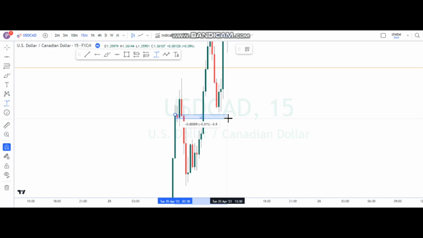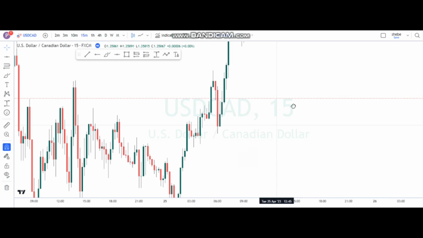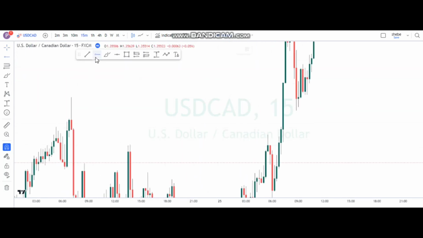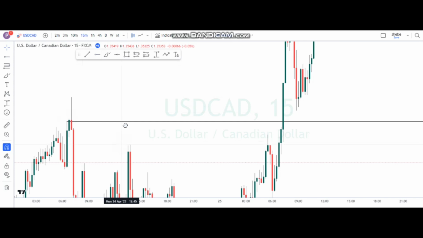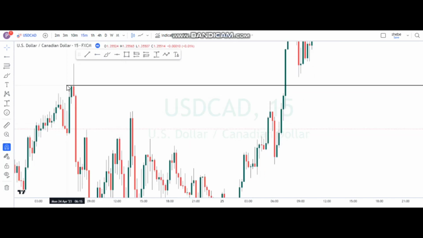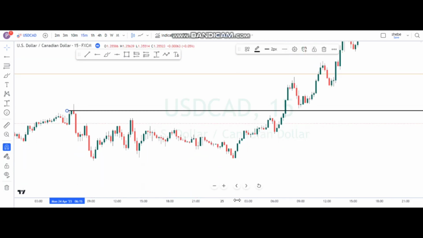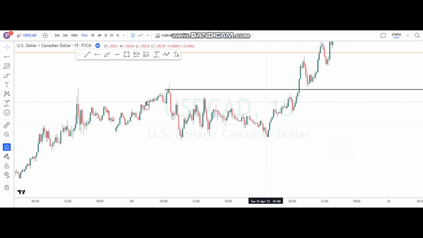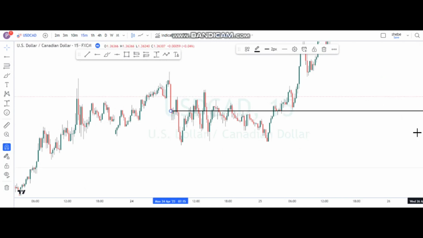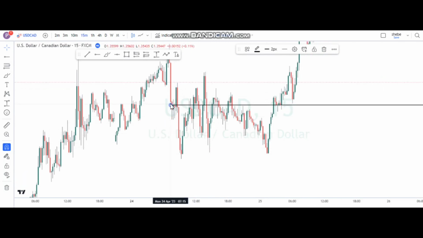Sorry, it is less than a pip, so we neglect it. Hence, you find ourselves at our point. It is this one here. This is our invalidation point on 15 minutes. That being said, this one becomes our 15 minutes invalidation point. This one here.